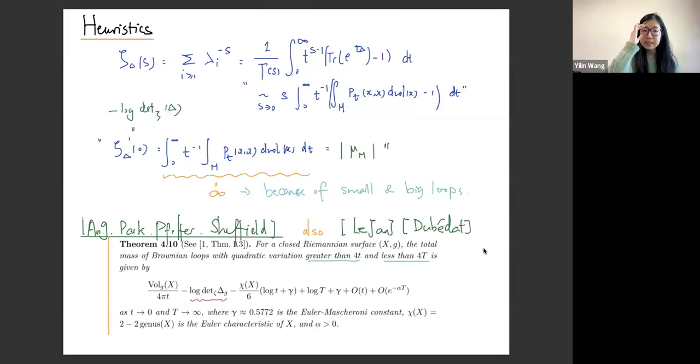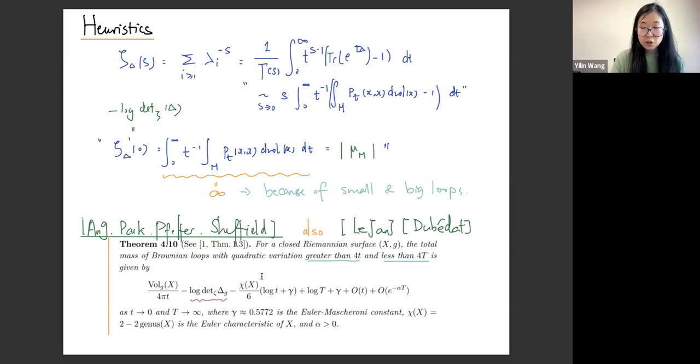And it was observed by Lejean and Jubeda that the total mass of Brownian loops, the total mass here, mu M, in the surface M is given by minus log of the determinant of the Laplacian. On the left-hand side, there's zeta regularization. On the right-hand side, we know it's infinite, and it doesn't make sense to say this identity, but there is a way to make it precise.